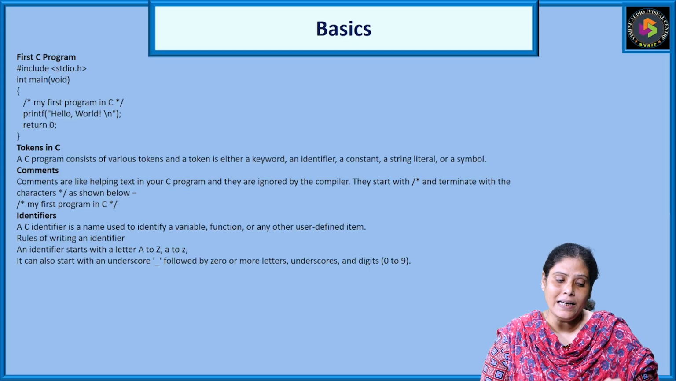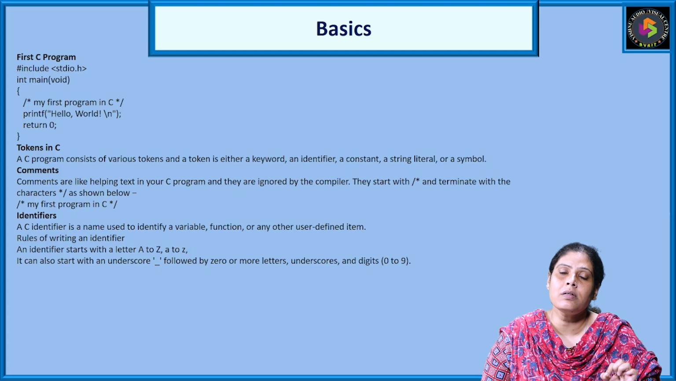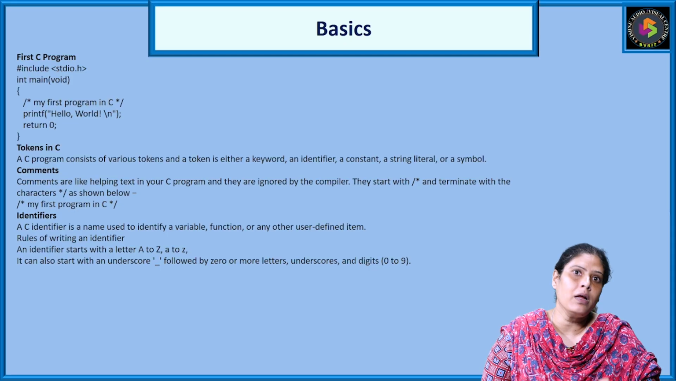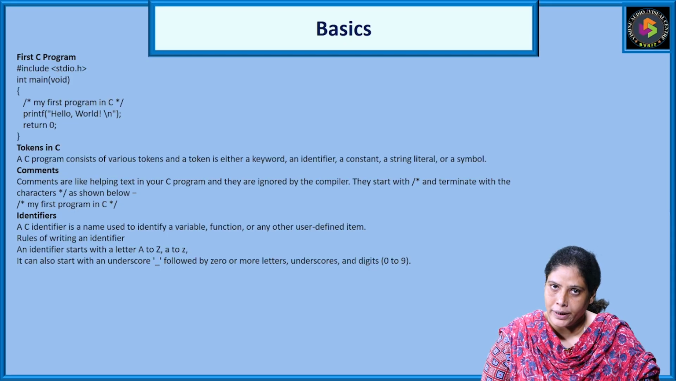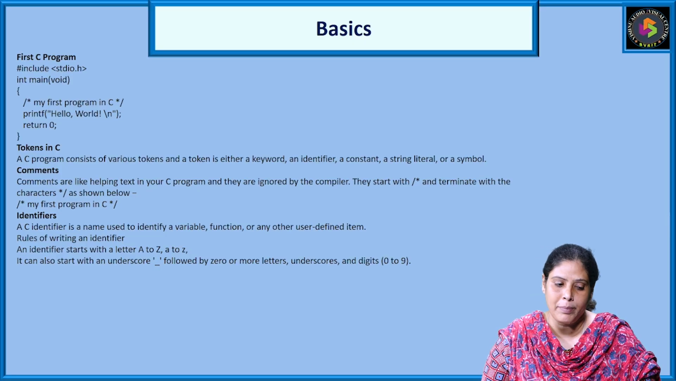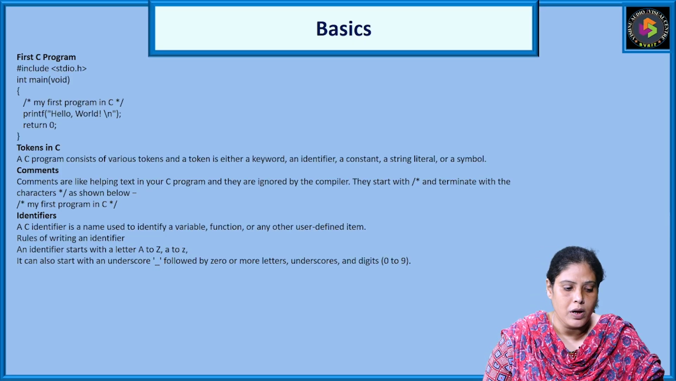Then we have int main(void). Main is the name of the function from which your program execution starts. Integer is the return type of main. It returns a 0 to the operating system saying that your program has run successfully, and void means it's not taking any parameter. Main is the function.